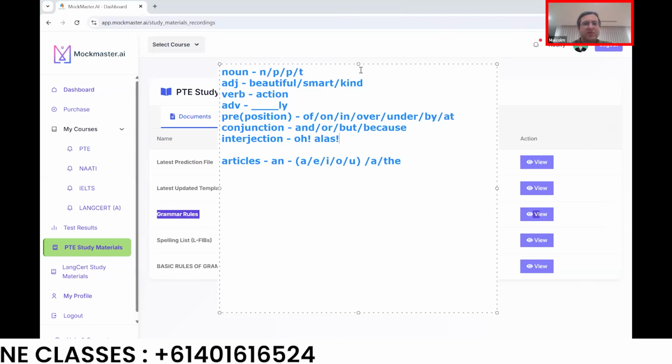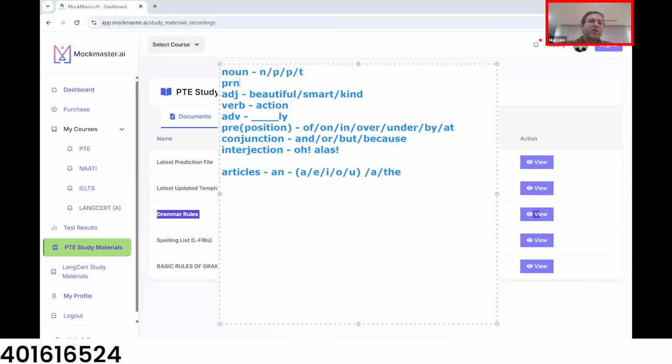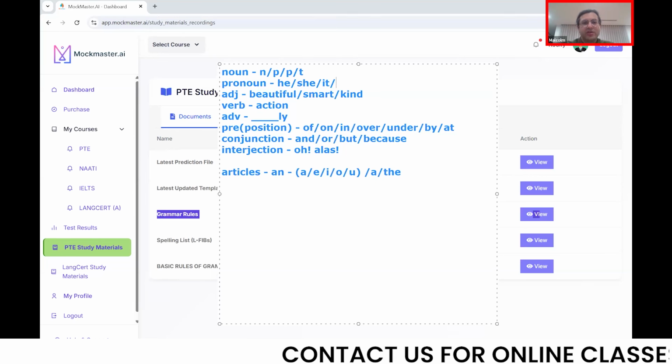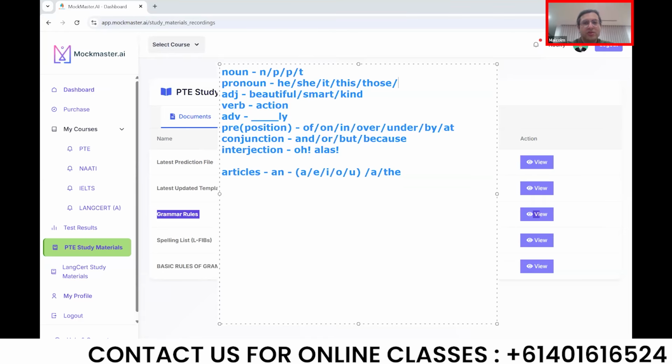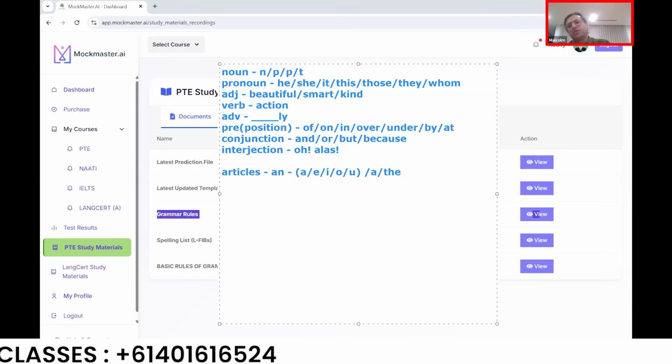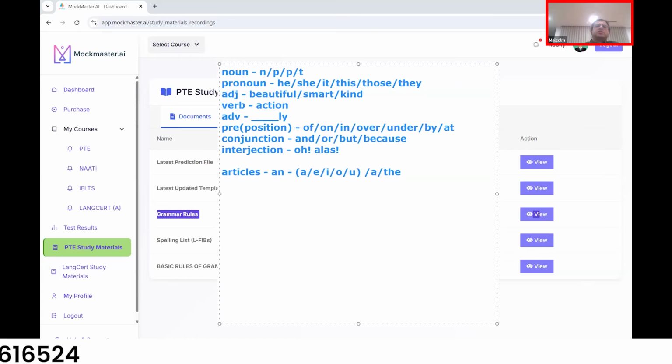And there's one more, which obviously we call a pronoun. Pronoun replaces or addresses the noun, like he, she, it, this, those, they, whom. So all of these are pronouns. They substitute the noun.